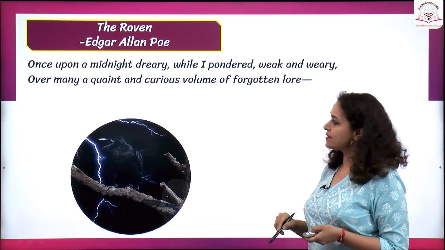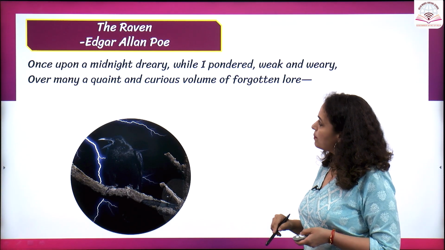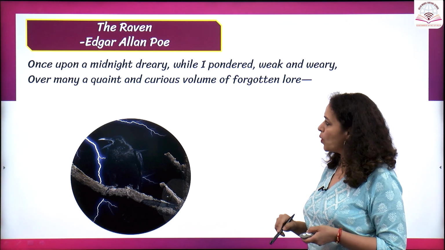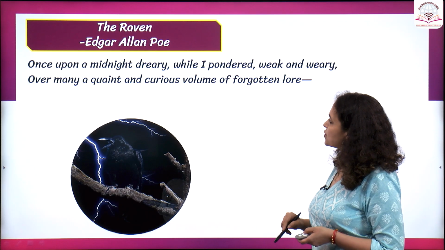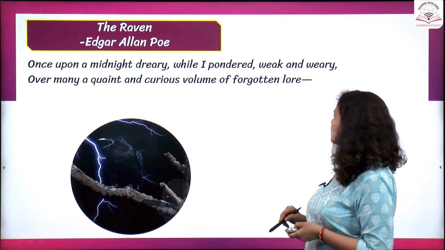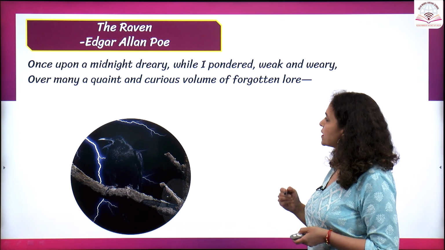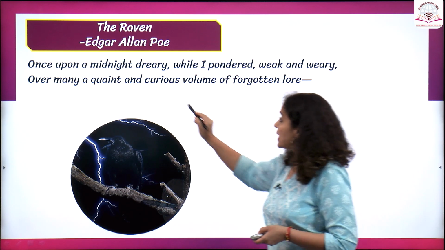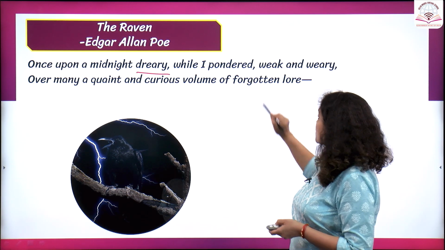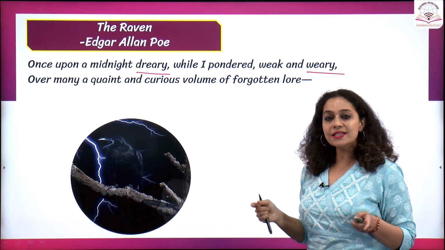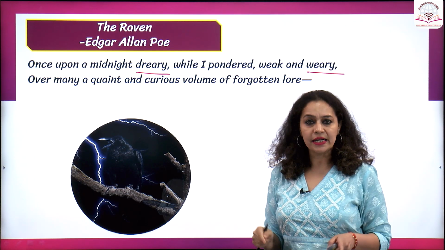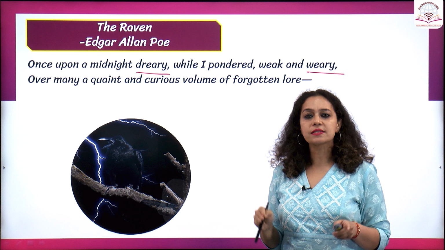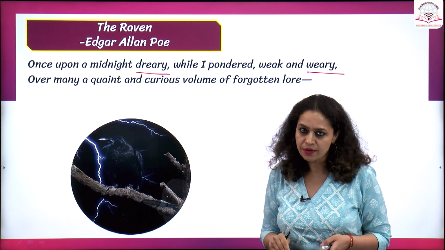So here goes the example. This is a poem, The Raven by Edgar Allan Poe. Once upon a midnight dreary, while I pondered weak and weary, over many a quaint and curious volume of forgotten lore. In the first line, you will see this word dreary rhymes with the word weary. So this exists in the same line. Hence, this is an example of internal rhyme.